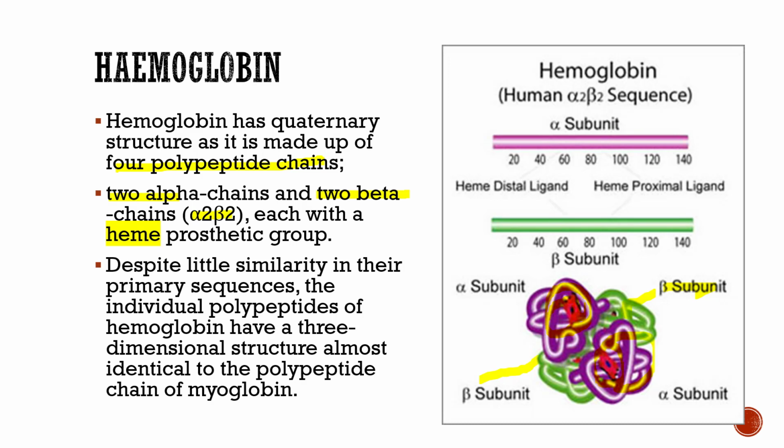You can see the alpha and beta are both made of about 140 amino acids, but there will be some difference in the amino acid sequence. Despite little similarity in their primary sequence, the individual polypeptides of the hemoglobin, that is your alpha and beta, have almost identical three-dimensional shape to the polypeptide chain of the myoglobin.